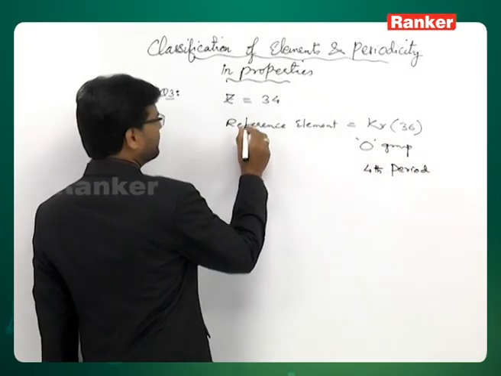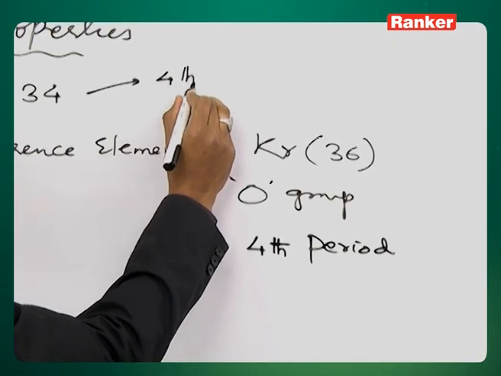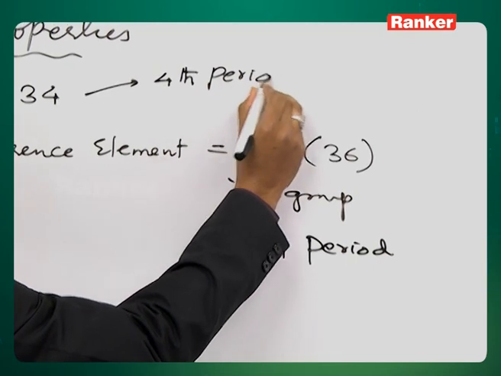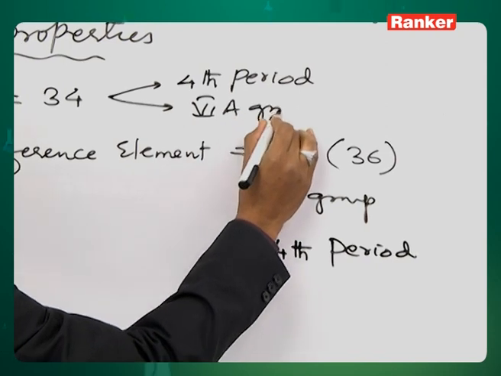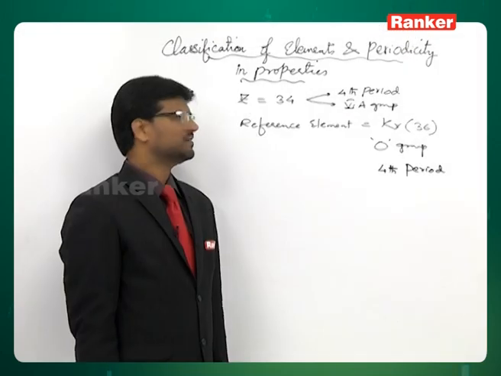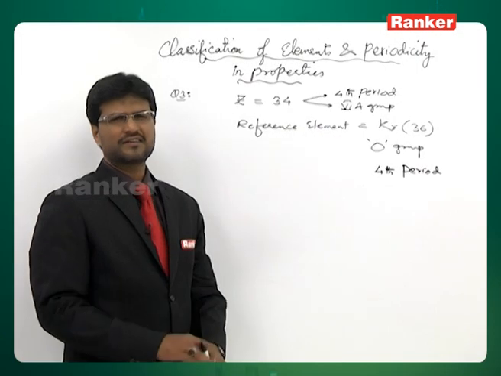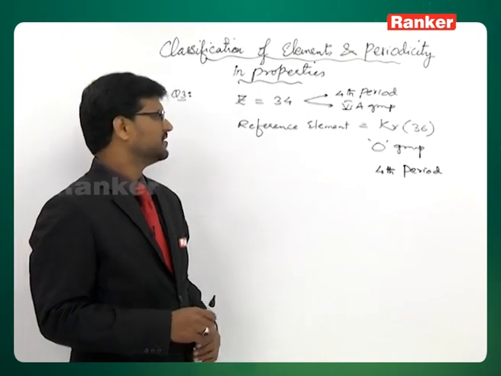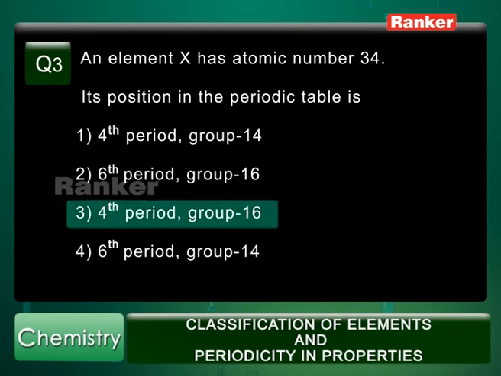So, our element has to be in the 4th period only, but it should be 6th A group, because its atomic number is 2 units less than that of krypton. So, the correct answer should be 4th period group 16. So, the correct answer is the third option. Group 6 means, as per the latest IUPAC convention, it is taken as group 16. The older convention calls it group 6. So, the correct answer is the third option.